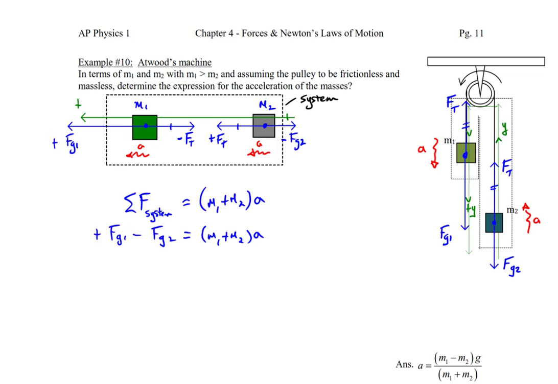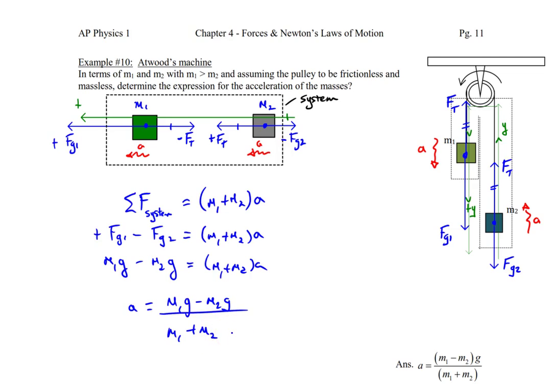So the equation is quite simple. Fg1 is really m1 times g. Fg2 is m2 times g, and that's equal to the mass of the system, m1 plus m2, times a. Then if you solve for a, you'll get this expression: m1 times g minus m2 times g, all over m1 plus m2. So that was a lot faster than treating them individually.